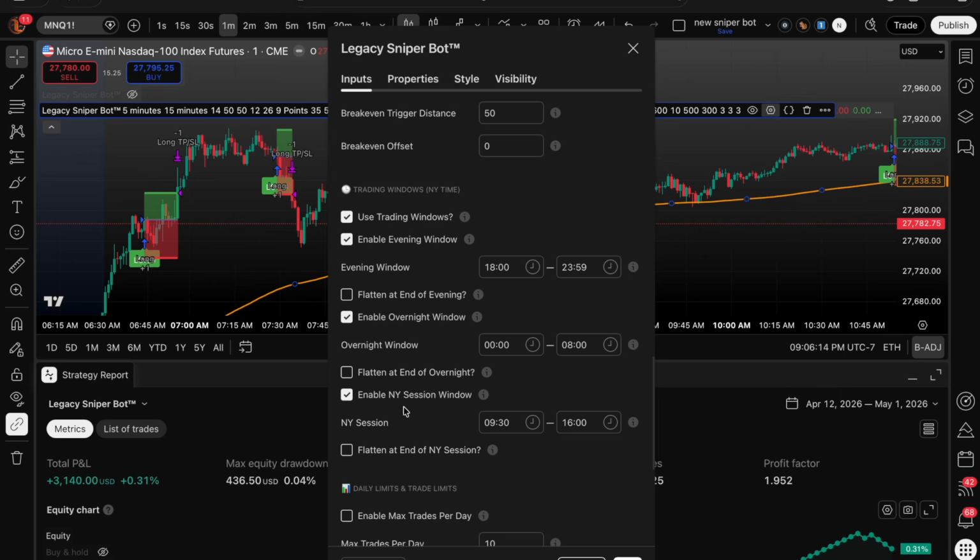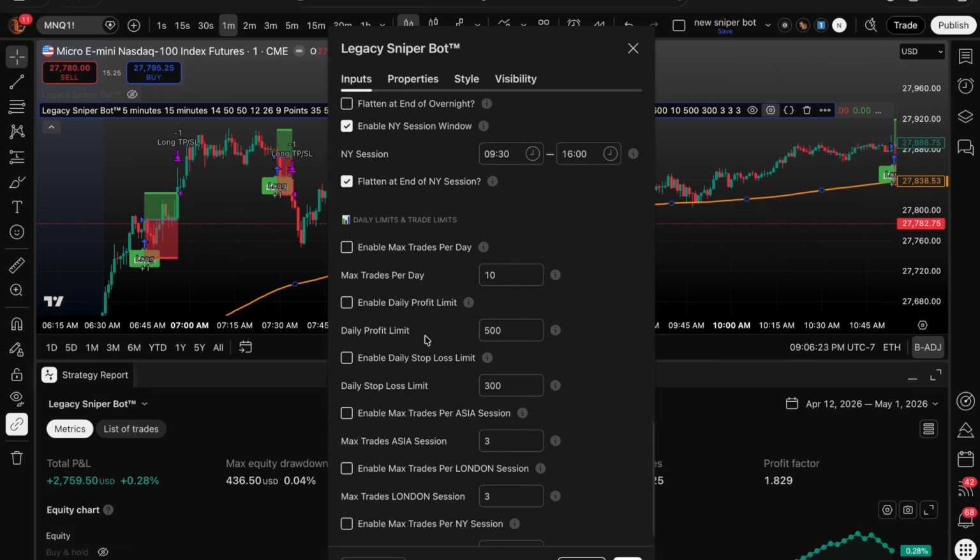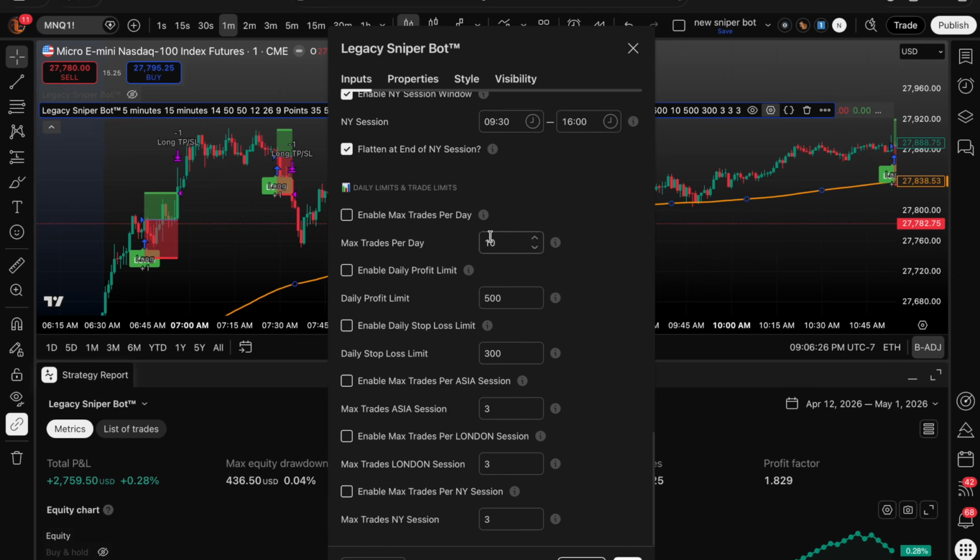And then of course trading windows, I do leave this checked by default. If you're trading futures prop firms, you probably want to have that checked so you can close by the end of the New York session. And then we have max day trade limits, daily profit limit, daily loss limit. If you do use Conflux, you're familiar with the section. And then of course I also added max trades per session. So you can enable Asia session, London and New York session. Let's say you want to take 1 trade per session. You can adjust that right there.